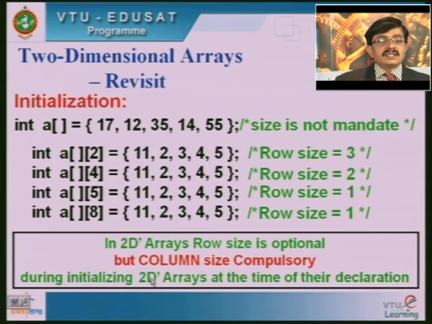During initialization of 2-dimensional arrays at the time of their declaration, if I am not initializing, just declaring, I should mention the row size as well as the column size. But if I am initializing the 2-dimensional array elements at the time of the declaration, then the row size may be omitted, but the column size is compulsory.